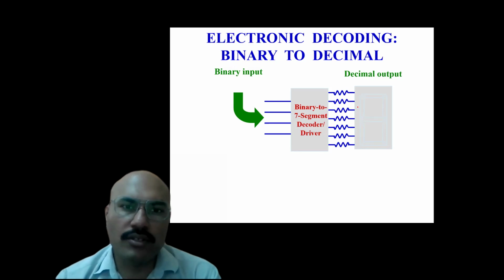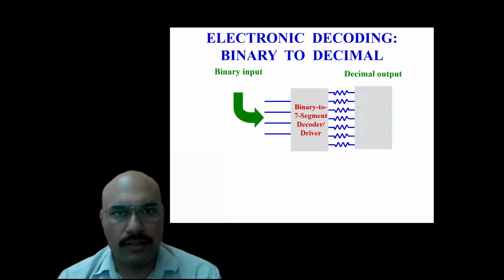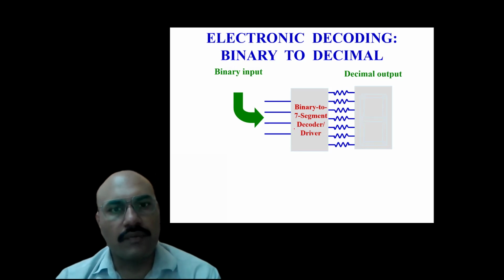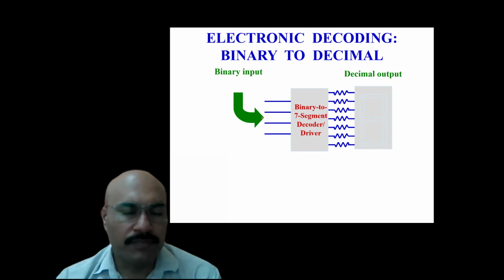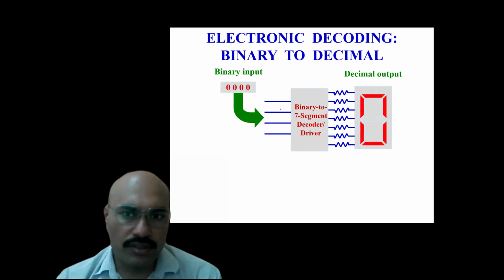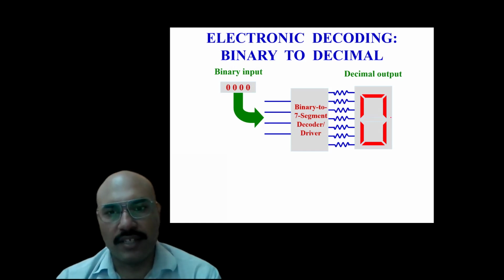I cannot display 1010, because only those who have studied the binary number system can understand it. But people in India and in the world are more familiar with the decimal number system. That's why we need to convert those binary numbers into decimal numbers. So if it is a number 0000, we can display it using the 7-segment display.